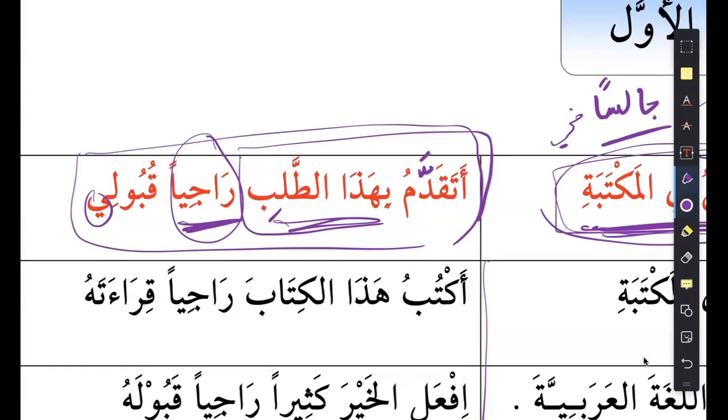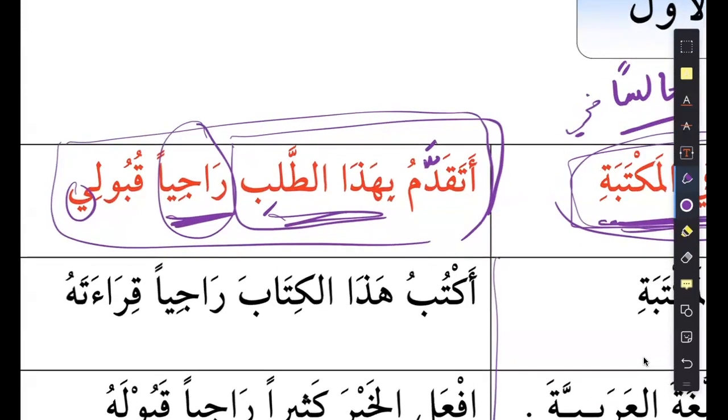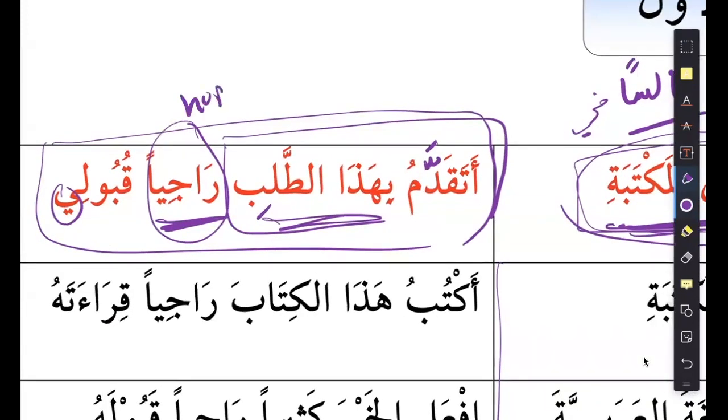You can explain the reason in another sentence. You can elaborate on this. I'm submitting this request because I like to blah, blah, blah. You can say it. But if you want to explain in one word, then that word needs to be in the fatha state, the mansub state. So he is saying that I am submitting this request, rajian, hoping for my acceptance. This hoping is the reason.